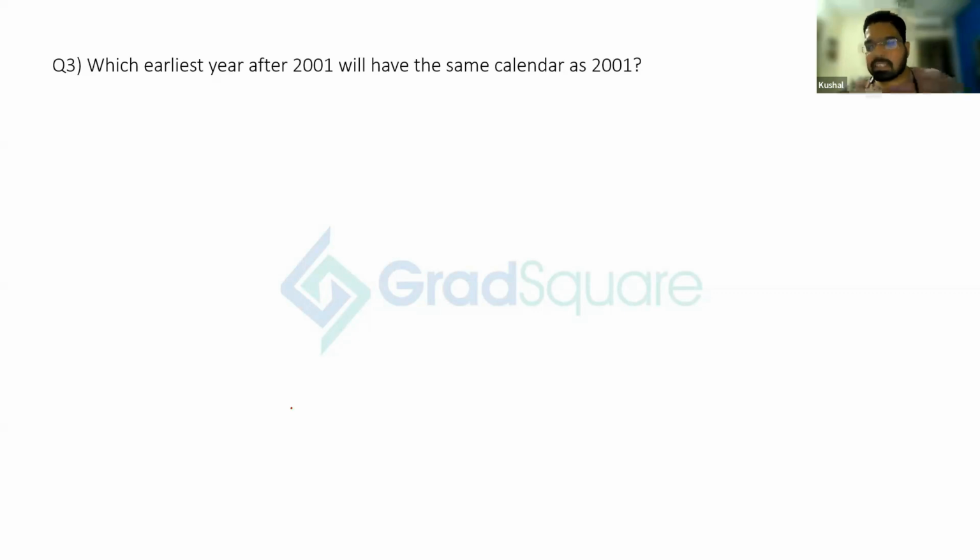Now, people had missed it by a whisker. Some of you had called it 2006. Some of you had called it 2008, and all of that was turning out to be a problem. 2007 happens to be the correct answer. Let's have a look at this. Which earliest year after 2001 will have the same calendar year as that of 2001?